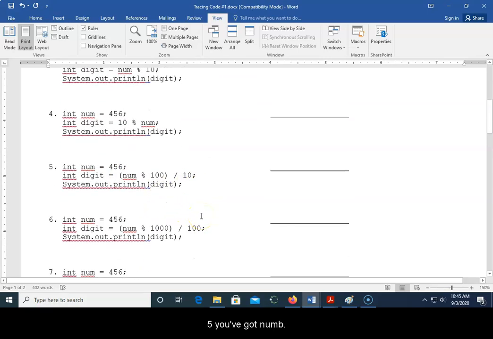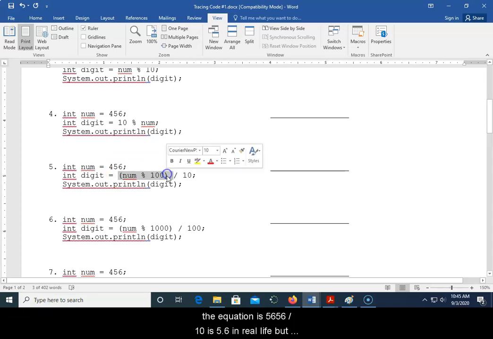5, you've got num, which is 456 modulus 100. So how many times does 100 go into 456? It goes in 4 times. 4 times 100 is 400. And so then my remainder would be what's left, which is 56. So this side of the equation is 56.